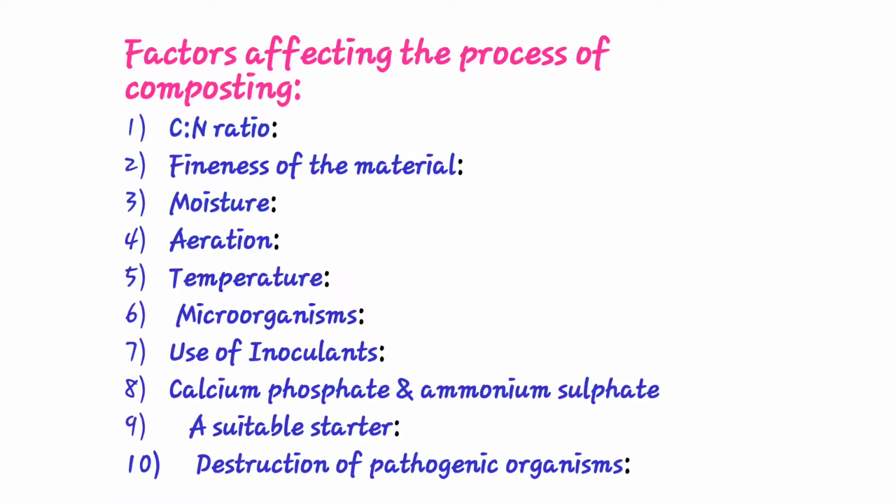Then see some factors affecting the process of composting. There are 10 factors: C:N ratio, fineness of the material, moisture, aeration, temperature, microorganisms, use of inoculant, calcium phosphate, ammonium phosphate and suitable starter, as well as destruction of some pathogenic organisms. These factors affect the process of composting and also the composition of the compost, meaning they change the NPK content.